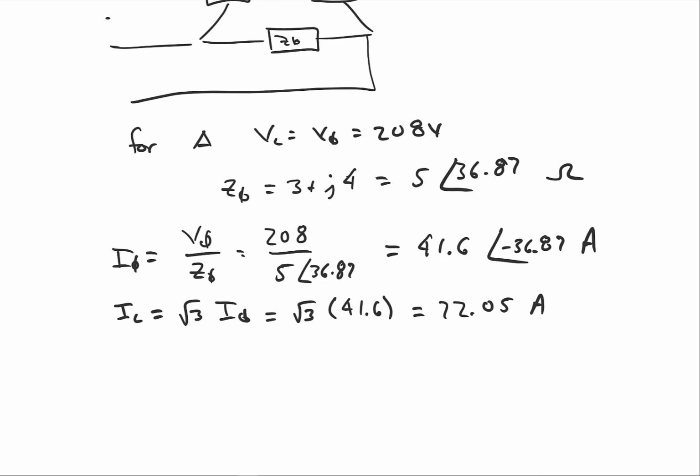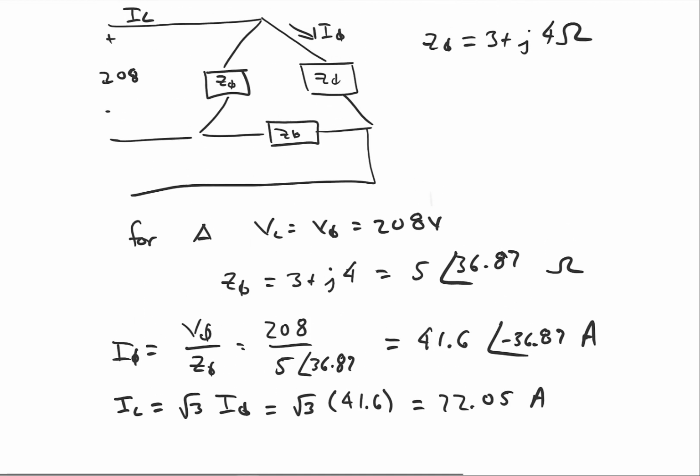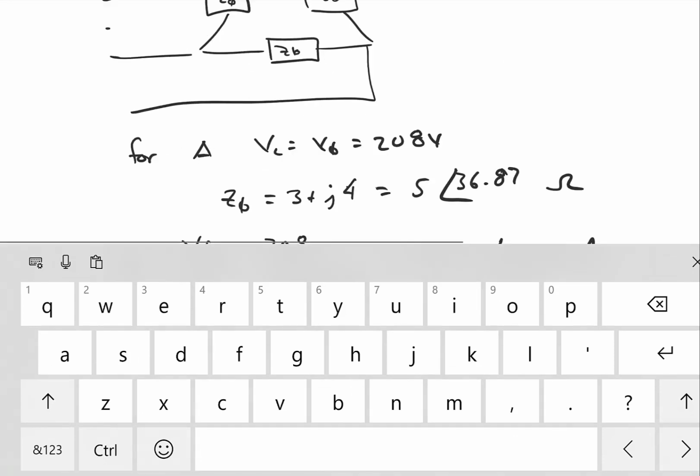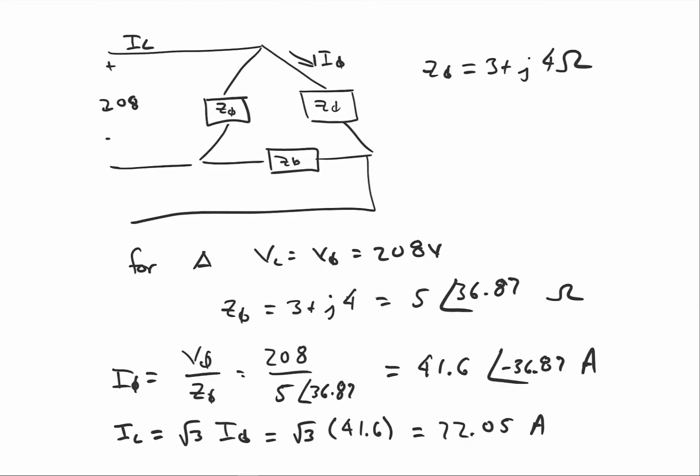Okay. The problem you're going to see on the exam is going to have a Y-connected source on this side, but a delta-connected load just like you see here. So this example should help you with your exam problem.